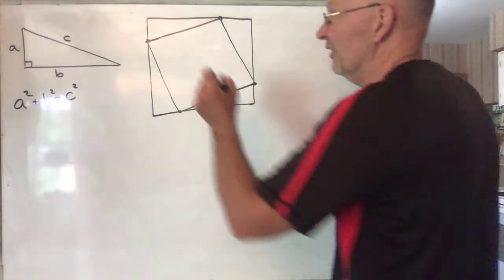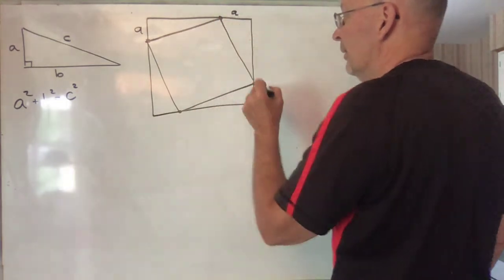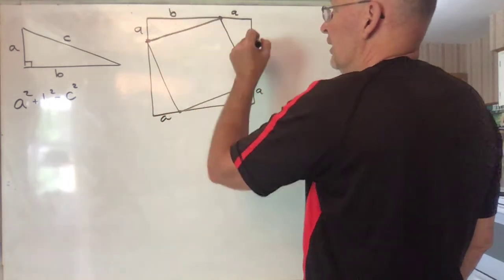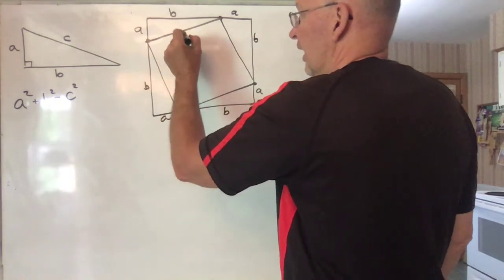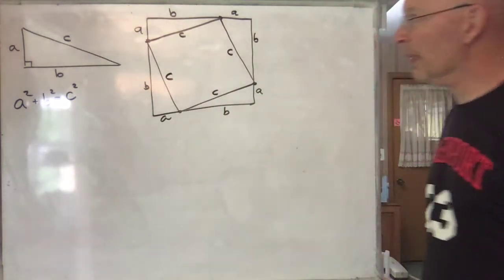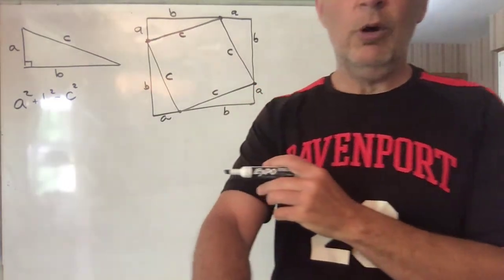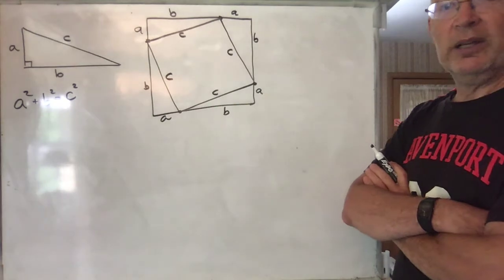Once you have that, then you label these lengths. So this is A, and I took all these lengths to be the same length, so those are all A. And then we'll let this one be B, and we'll let the side right here be C. Okay? So now, turns out we're almost done. Well, at least a good part of the way done.